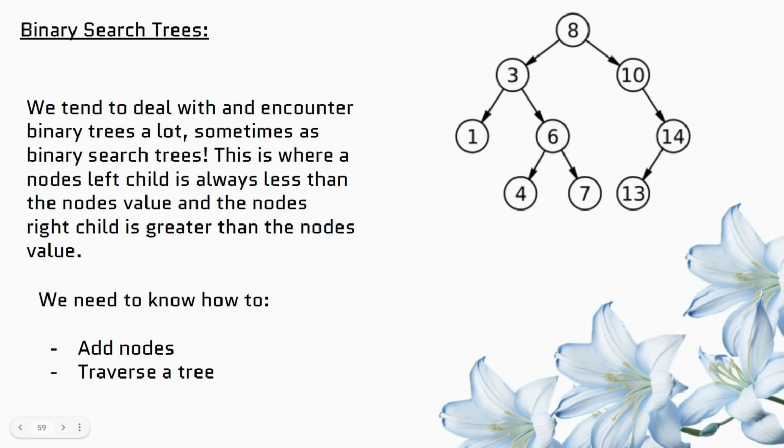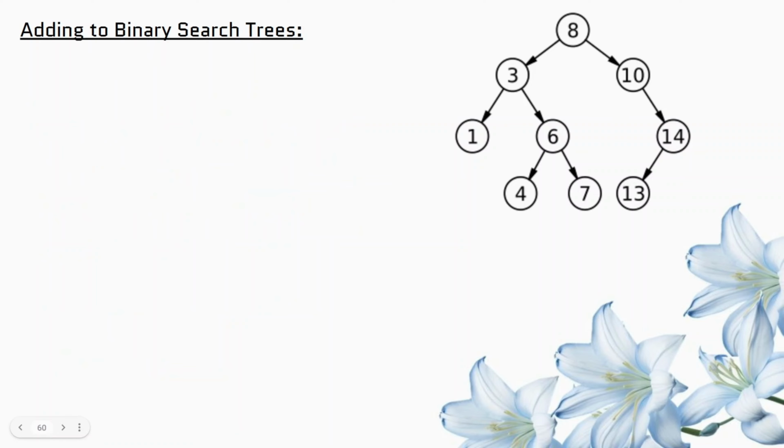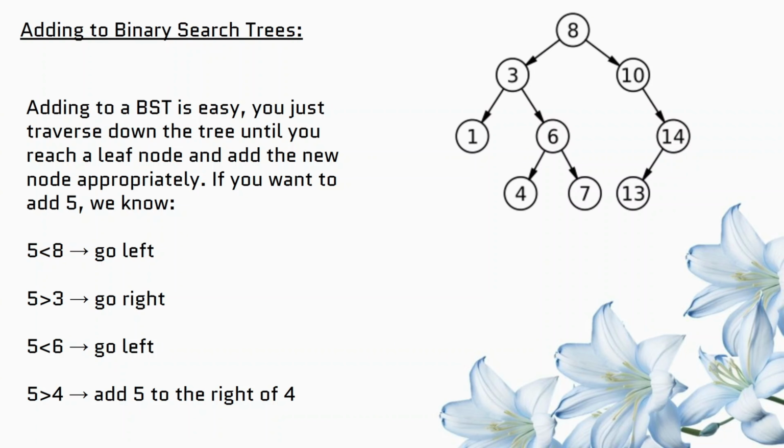So let's actually go into adding nodes. And we typically want to be able to add to a binary search tree because that's what we're going to get asked to mostly. Otherwise, you'll get told how the tree works and how to add to it. But if you're able to add to a BST or binary search tree, then you can add to any tree. So if you want to add 5 to a binary search tree, you would literally traverse down the tree until you reach a leaf node, which allows you to add to it.